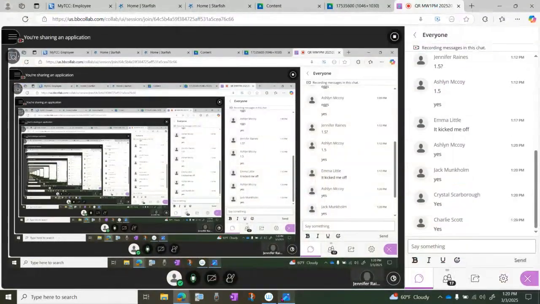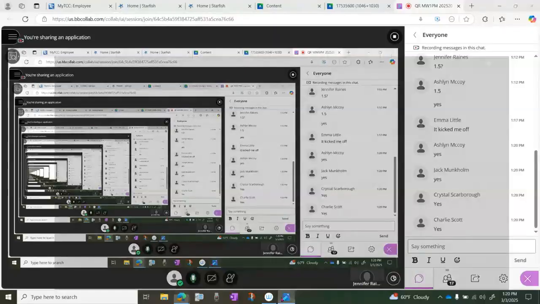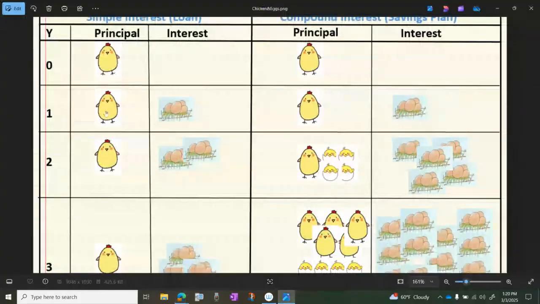Yeah, that's the difference. In simple interest, your principal stays the same all the time. Your interest stays as interest. But in the case of compound interest, every time you have interest, the interest will become part of the principal, making the principal bigger. When the principal becomes bigger, you have more interest.